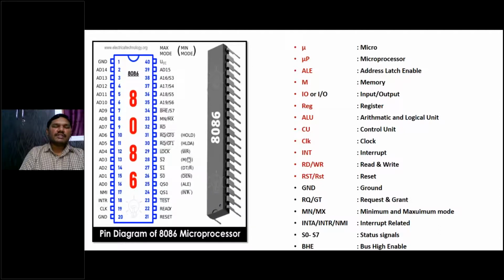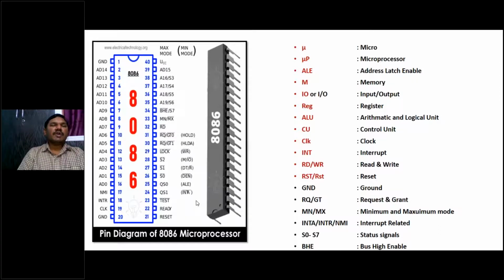WR stands for write signal. M/IO stands for memory or I/O. DT/R stands for data transmit or receive. DEN stands for data enable. ALE stands for address latch enable. INTA stands for interrupt acknowledgement. These are all the pin descriptions in brief. Out of all these pins, AD0 to AD15 and A16 to A19 are separated, with AD0 to AD15 becoming A0 to A15 and D0 to D15, by using the pin called ALE, address latch enable, which we will see here.